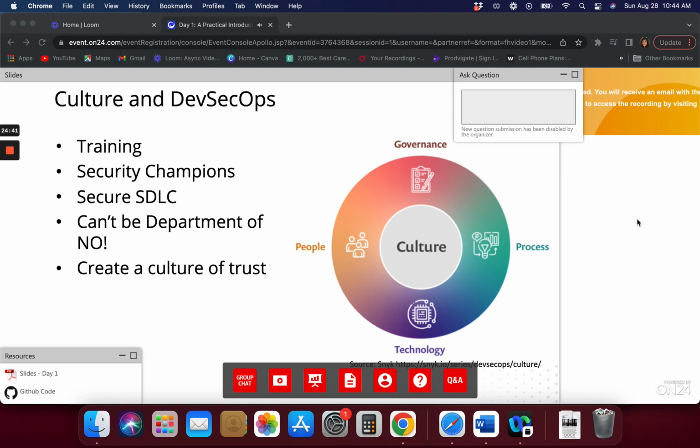And then, of course, as we mentioned before, you can't be the department of no from a security perspective. The goal is to create a culture of trust. And if you create a culture of trust, then you have the ability to work together as a group towards a common goal. And trust ultimately comes into play when you all have that shared fate environment. So none of these groups would be successful until the actual software is deployed in a secure way in the organization.